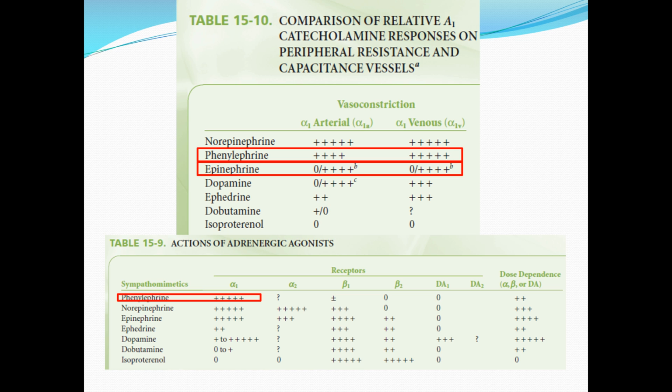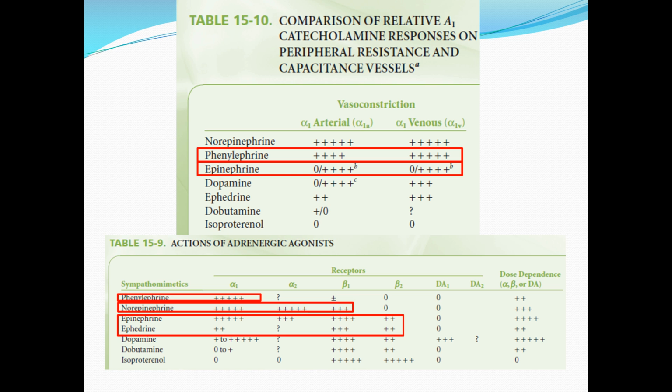When we move to the actions of the adrenergic agonists, you can see phenylephrine is primarily alpha-1, norepinephrine alpha-1, alpha-2, and beta-1. Epi and ephedrine very similarly stimulate everything except dopamine receptors. Dobutamine is kind of like the epi, except it doesn't have the alpha sites. And isoproterenol at the bottom, I didn't put a square around it, but you can see that's a pure beta, both beta-1 and beta-2 receptor.